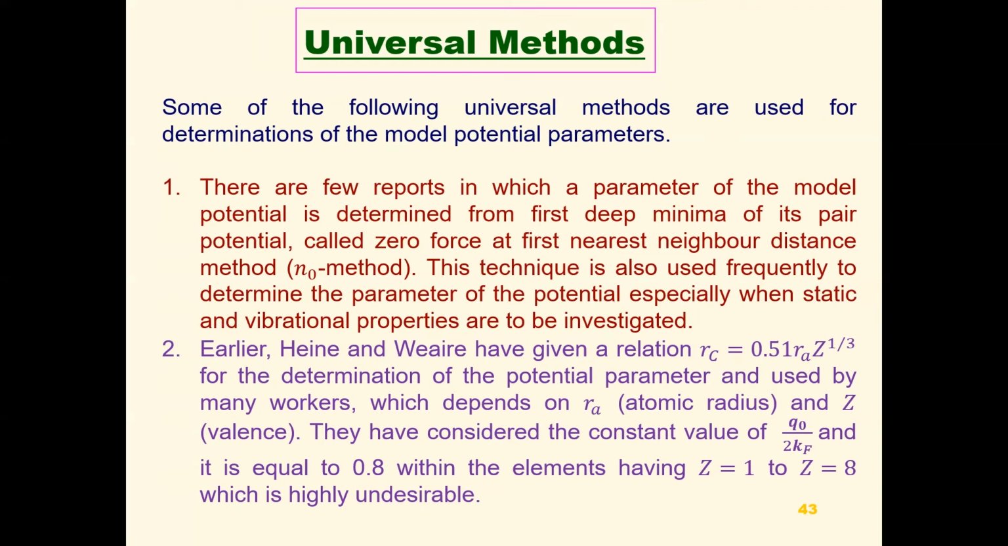This technique is also used frequently to determine the parameter of the potential, especially when the static and vibrational properties are to be investigated. The second universal method is given by Hein and Weaire. It gives the simplest relationship: RC = 0.51 Ra Z^(1/3), where Ra is the atomic radius and Z is the valence. So you can find the values of RC with respect to the two parameters Ra and Z.